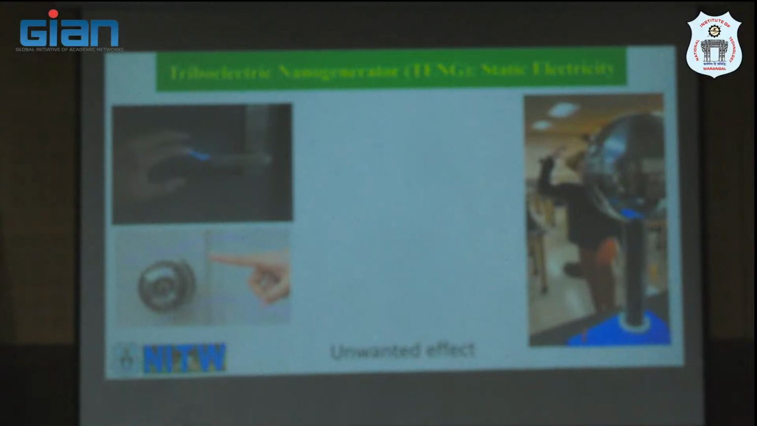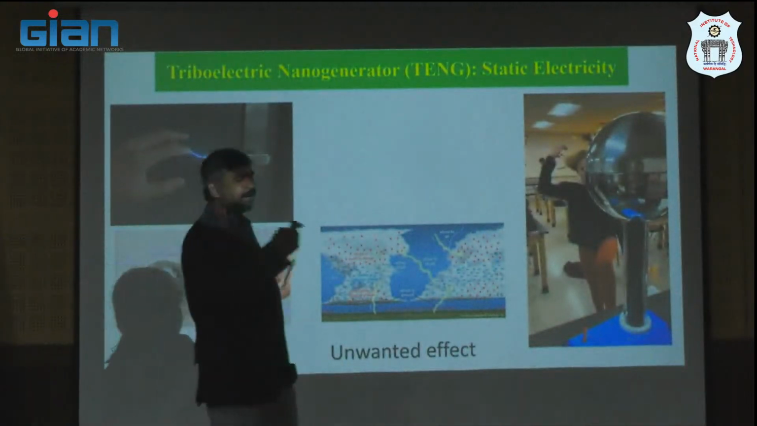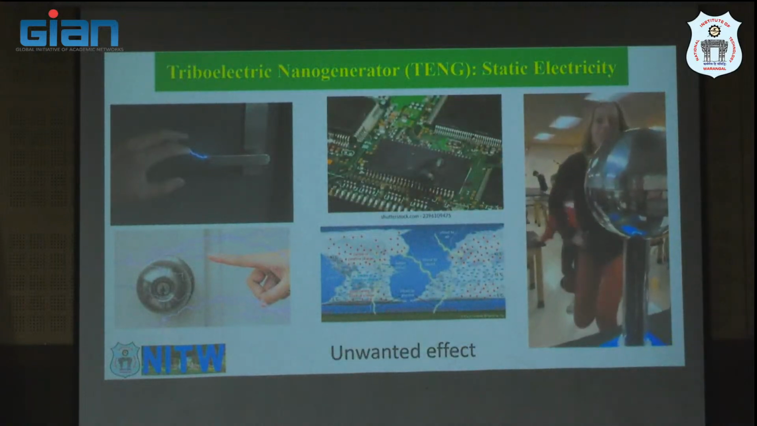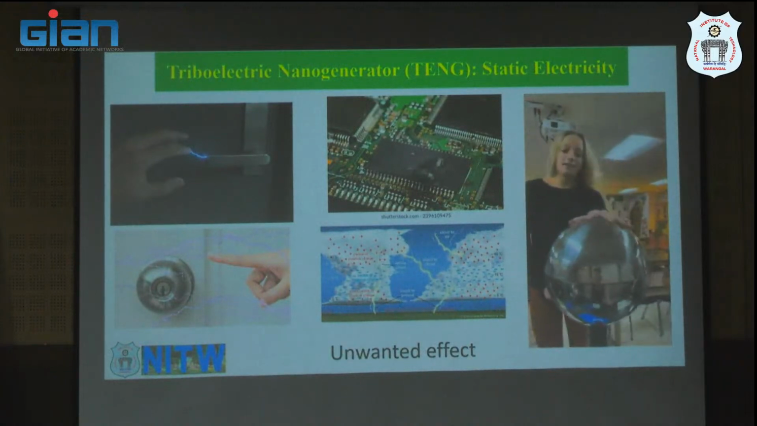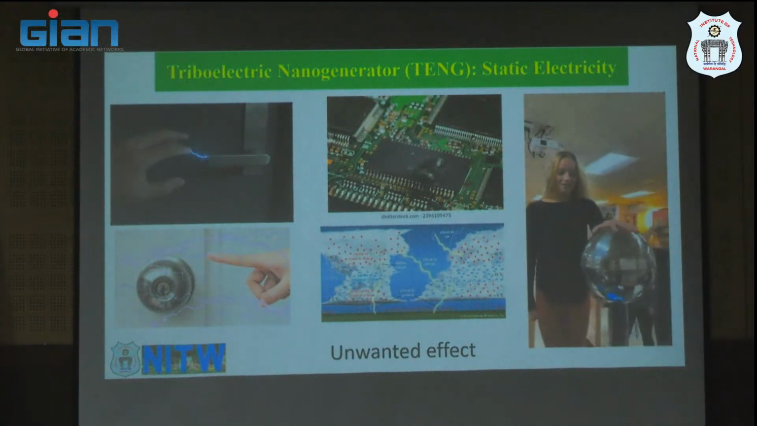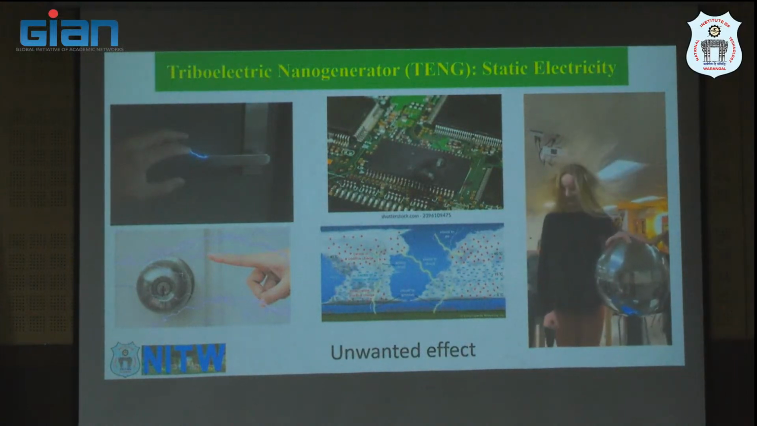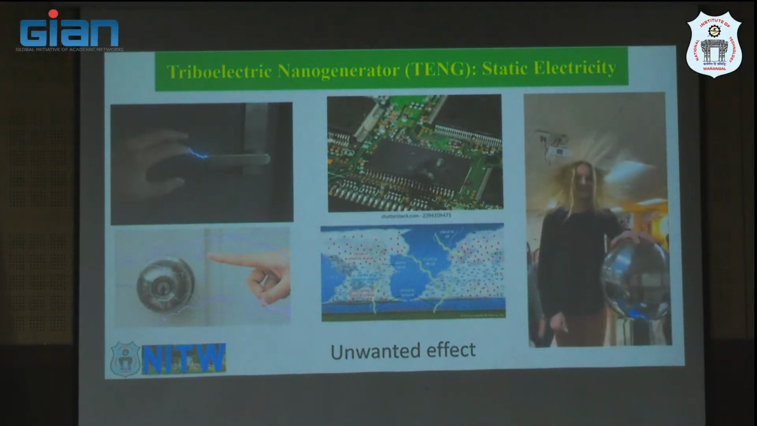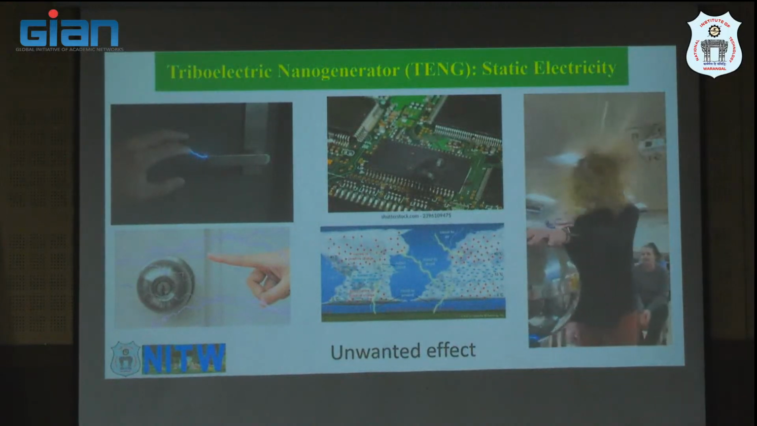Similarly, lightning also comes from static electricity, which is deposited on the clouds. And static electricity is not good for your CMOS ICs or integrated circuits. Basically, what I'm trying to say is that static electricity is not a good thing for us, but the triboelectric nanogenerator is going to turn this unwanted effect into a useful effect for us. We are going to make this unwanted static electricity into a useful product for energy harvesting.